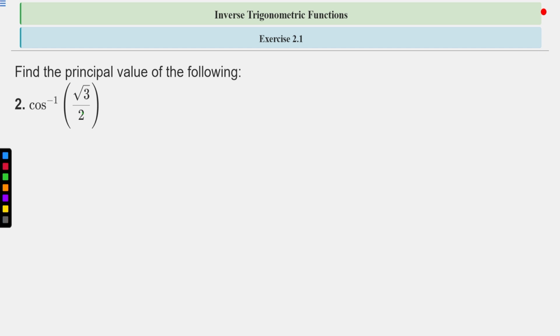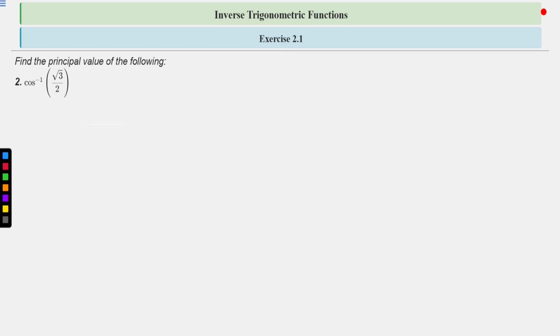Similarly, how can you find the principal value? You need to find the value of theta such that cos theta will become root 3 by 2, and theta should lie between 0 to pi, because the principal value range of cos inverse is 0 to pi. All students are saying pi by 6. I'm giving you 10 seconds to think about this question. After 10 seconds, we will discuss the solution part. Very good. Let us move to the solution part.